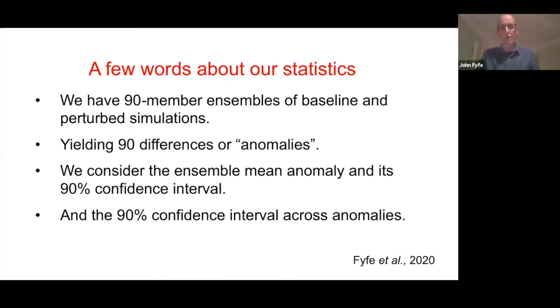And we also carry along the 90% confidence interval across the anomalies. So this is the confidence interval in the 3rd bullet multiplied by the square root of n, or about 10. And this allows us to judge if we can or cannot detect a signal in any individual realization, any one of these simulations, and also presumably observations. So this is what really matters to society. It's one thing to have a signal that you can't see. It's another thing to have a signal that you can detect, that you can attribute. Okay, so those are the 2 statistical features of this analysis.